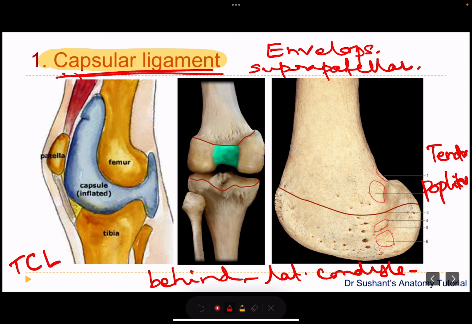Posteriorly, it is strengthened by the oblique popliteal ligament. Anteromedially by the medial patellar retinaculum. Anterolaterally by the lateral patellar retinaculum. And we also have the iliotibial tract. The upper and the lower attachments of the synovial membrane line the inner surface of the fibrous capsule. So we know the fibrous capsule on the inner side is nothing but the capsular ligament. On the inner surface, it is covered by the synovial membrane, and the fibrous capsule is strengthened by these ligaments, namely the oblique popliteal ligament, tibial collateral ligament, medial patellar retinaculum, lateral patellar retinaculum, and the iliotibial tract.